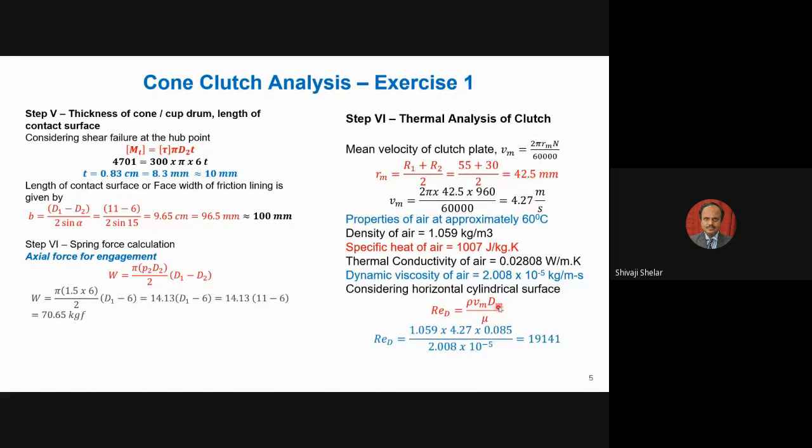Now since in this formula you have to put in meters, 85 millimeter is equal to 0.085 meter, then divided by the viscosity of air, that is 2.008 into 10 to the minus 5. Based on this, the Reynolds number around this conic, say horizontal cone, is around 19,141. So the Reynolds number here is 19,141. Now let's go to the next, the continuation of this thermal analysis.